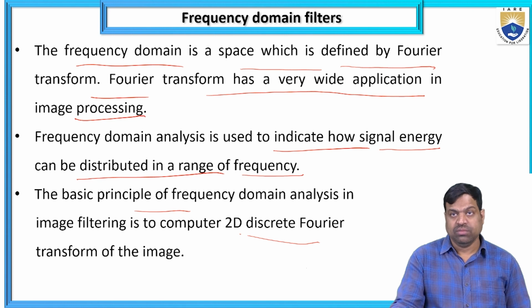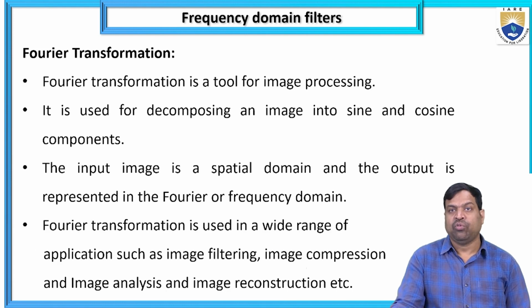So, the frequency domain is a space which is defined by the Fourier transform. The Fourier transform has a very wide range of applications in image processing. Frequency domain analysis is used to indicate how signal energy can be distributed in a range of frequencies. So, the basic principle of frequency domain analysis is the 2D discrete Fourier transform of the image. So, the Fourier transform is a tool for image processing. Okay, it is a decomposition of the image into sine and cosine components. The input image is in the spatial domain and the output image is in the Fourier or frequency domain.